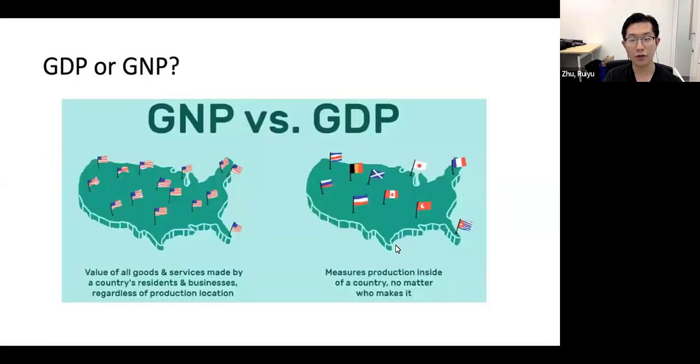So this figure shows the idea of GNP and GDP. GNP values all goods and services made by the country's residents and businesses, regardless of the production location. So we care about ownership. For GDP, we measure production inside of the country, regardless of the ownership.